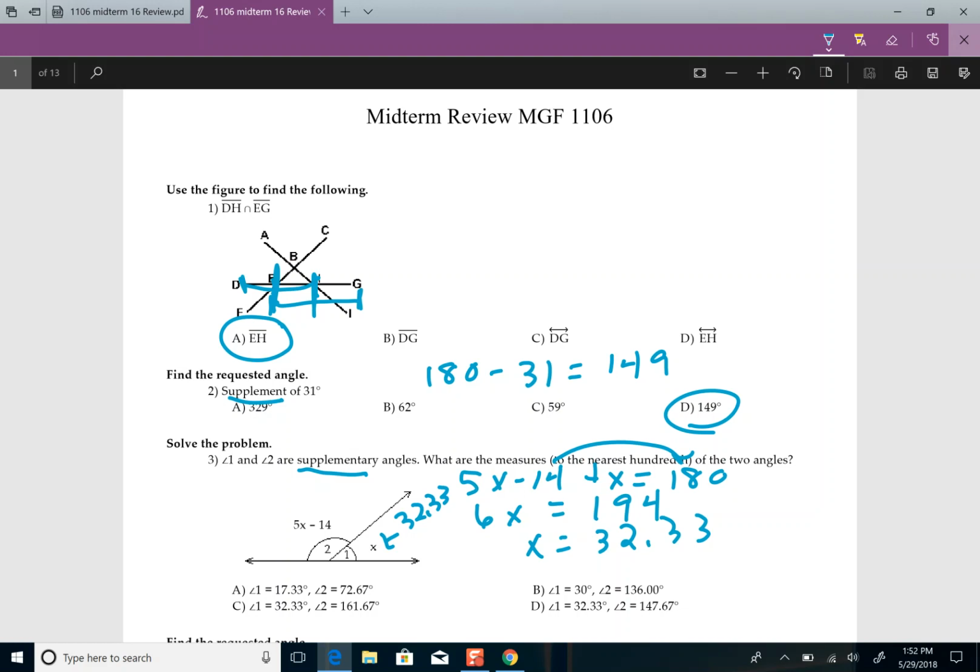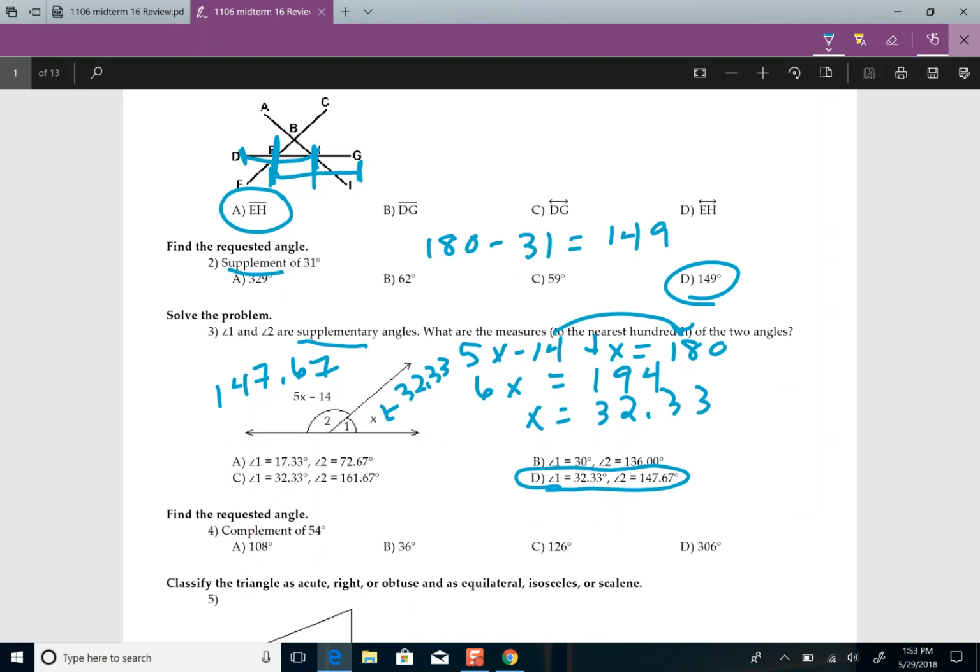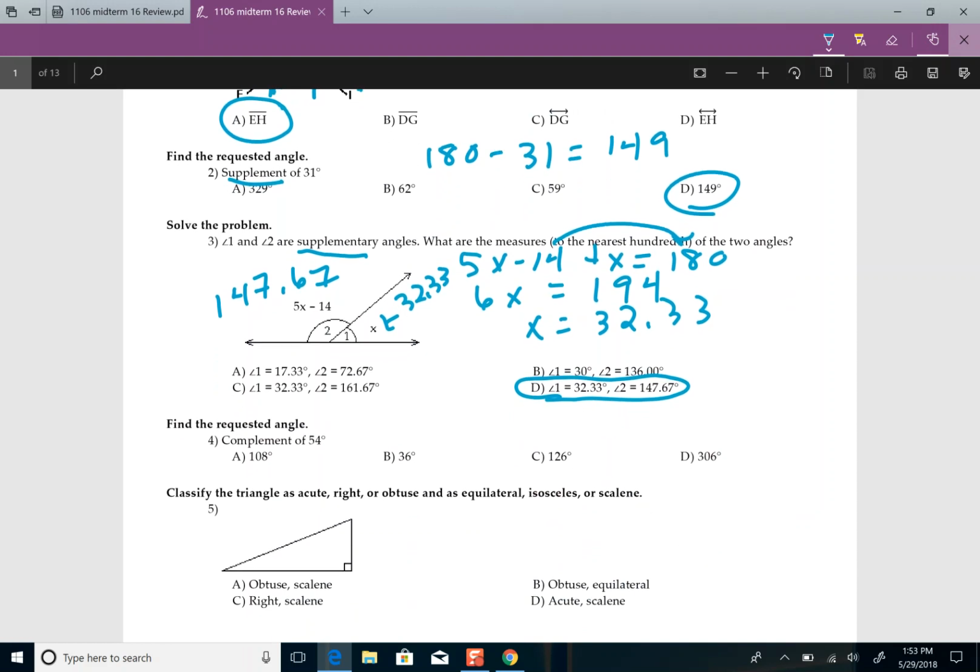The other part, you have 2 choices. You could do 5 times 32.33 minus 14, or you could just say 180 minus 32.33, which gives me 147.67. All right, so I'm looking through my choices. Angle 1 is the 32.33, so I can see that looks like C and D, but with the 147.67, that looks like D. So important on the test, slow down, don't jump. It's easy to jump at a question when you see something familiar, but make sure you're answering everything.